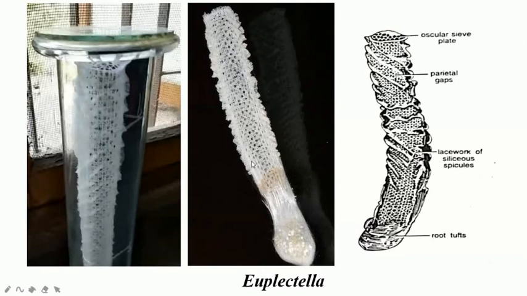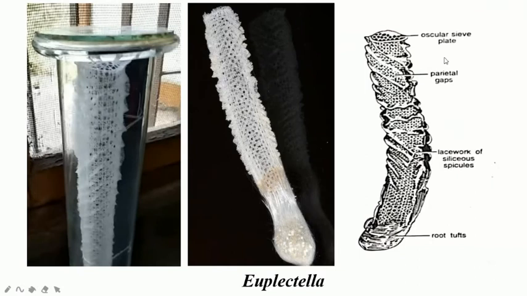So just like lace, like a vine, there is that kind of arrangement over the whole body. And you can see here that there are some holes present. This is the peculiarity of all the poriferans, that they have holes in their body, and these holes are not called ostium or ostia, rather they are called parietal gaps. Okay, so these holes, you can clearly see, are nothing but the parietal gaps.